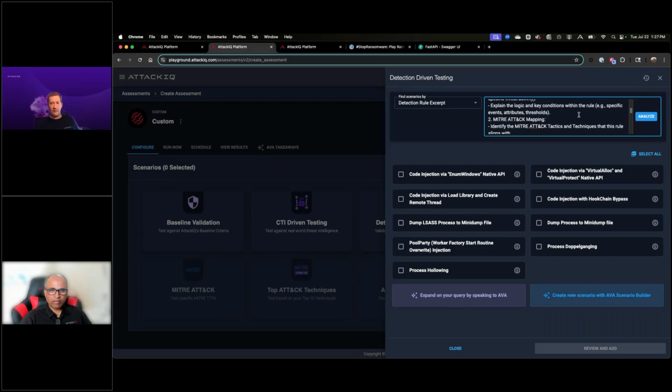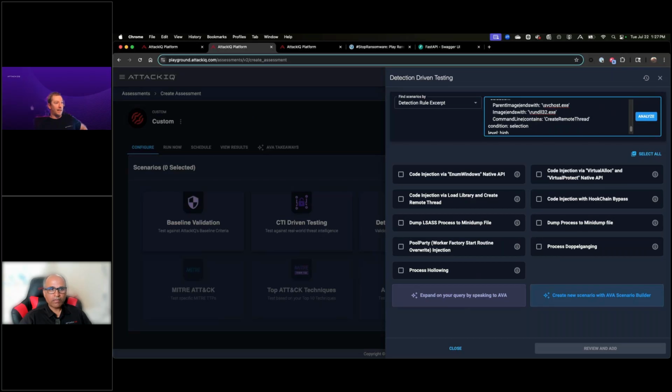So I'm asking Ava to do something very specific here. What I wanted to do is summarize what the rule is detecting and go over the logic and everything. But what I wanted to do is take this detection rule excerpt and give me a series of scenarios that are all based on that rule. So the agent took that rule, and it's now matching up all of the scenarios with everything that we already have in our library. This is stuff you can just pick right up off the shelf and use.